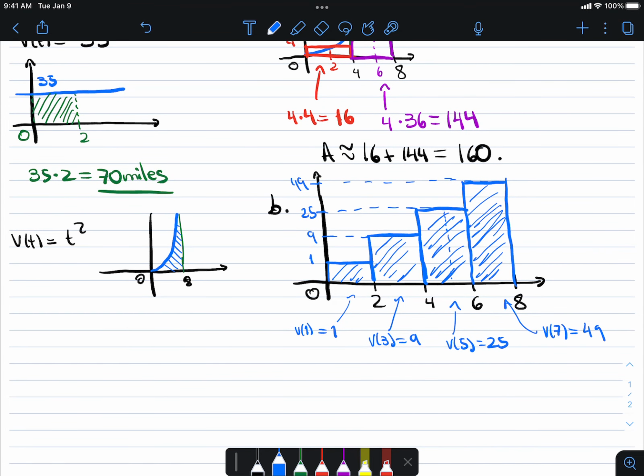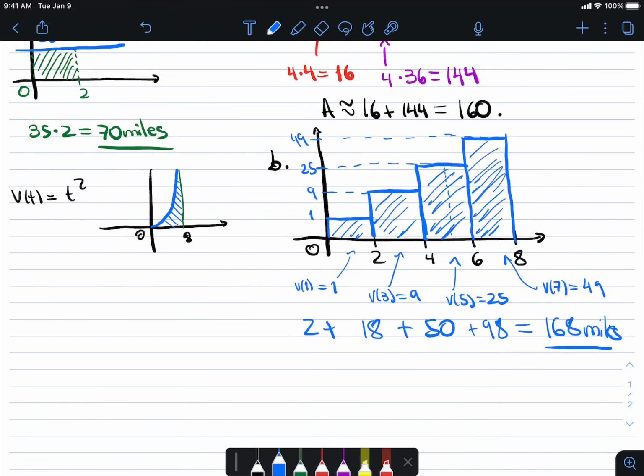So the actual approximation in this case will be, on the first rectangle, 2 times 1, so 2. On the second one, note that the base is again 2, so 2 times 9, 18. On the third rectangle, base 2 times height 25, so 50. And on the fourth rectangle, base 2 times height 49, so 98. I'm right about this, I think, but if I'm incorrect, you can let me know. So adding everything, if I combine this with this, that's 100, with that 150, with that 168. 168 miles traveled. So that's another approximation. Note that the two approximations I have are very close to each other. This one's a little higher.